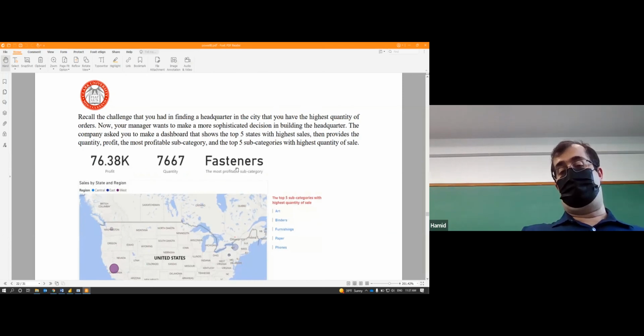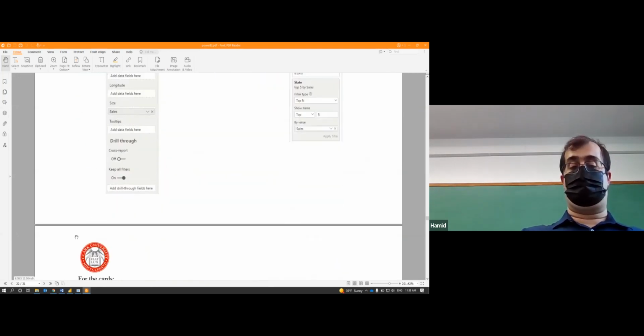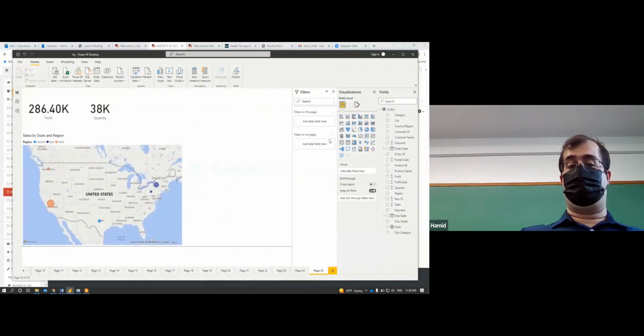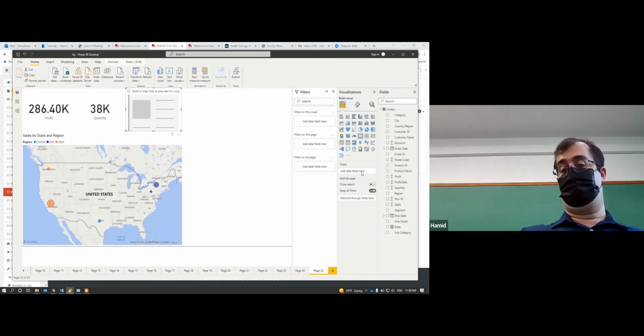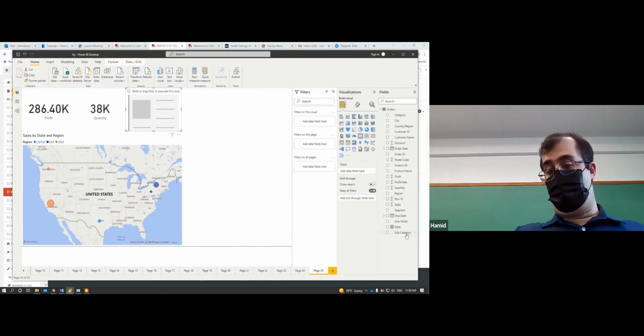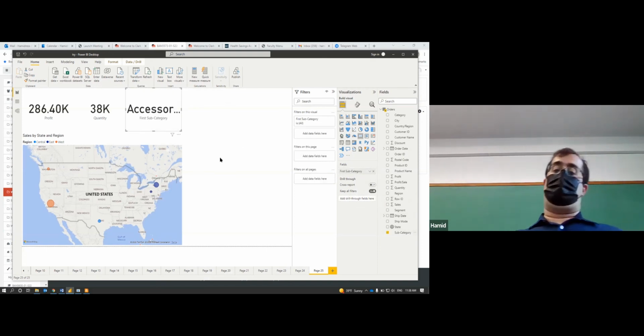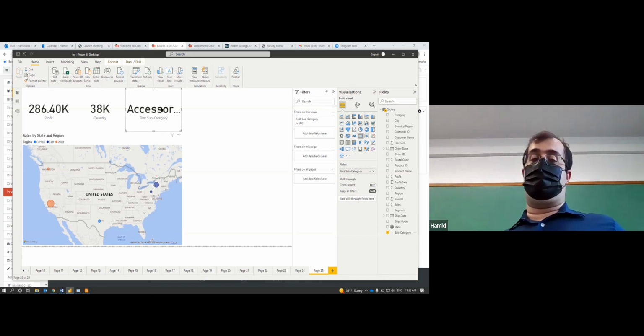Okay, so also we want to have another card showing the most profitable subcategory. So still I'm working with the subcategory. The most means I'm looking for the highest profit. So I make a new card. For the fields, this time I'm picking subcategory. I mean, the order here is the first one, but we want to have the most profitable.